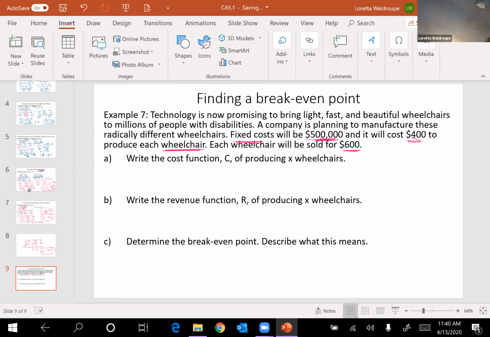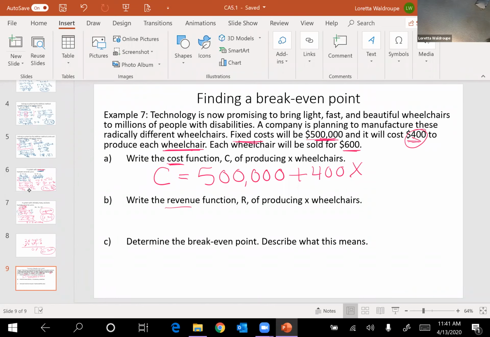So write the cost function. How much does it cost to produce? Well, the cost equals the fixed cost, $500,000, plus it costs $400 for every wheelchair. So I have to add 400 times however many wheelchairs I produce. That's my cost function. That's how much it costs the company to make x wheelchairs.